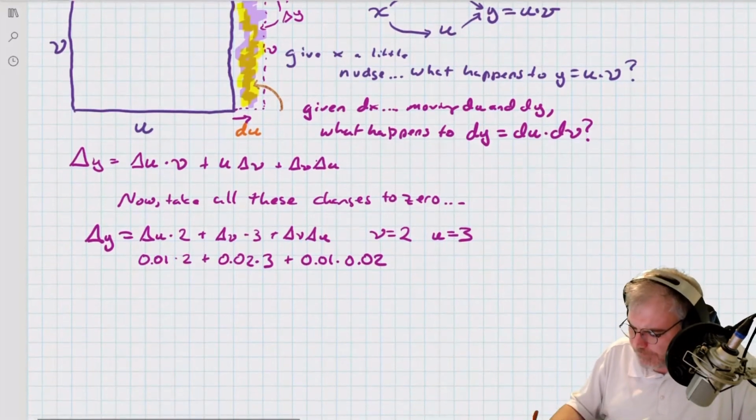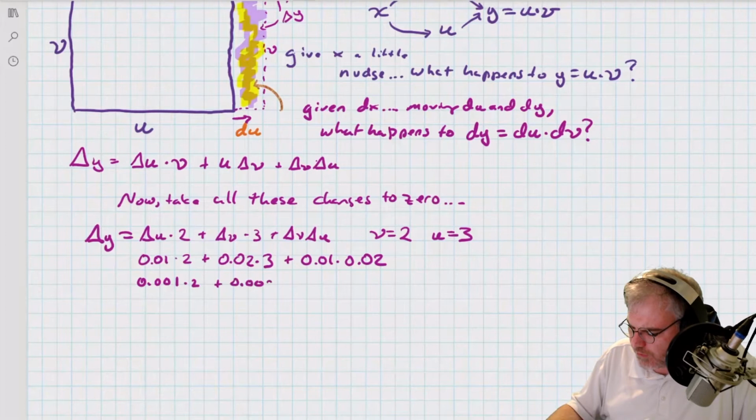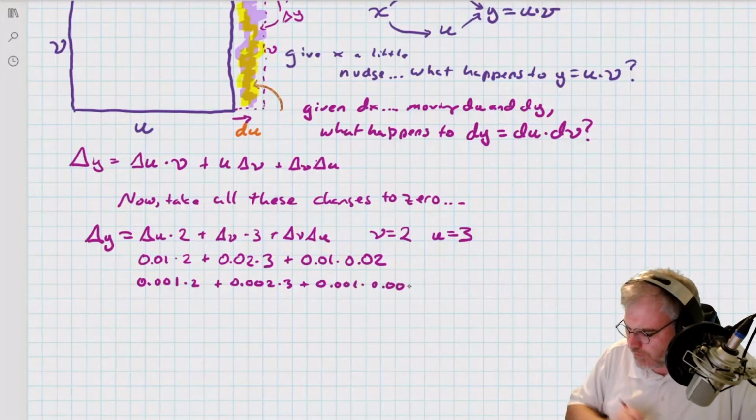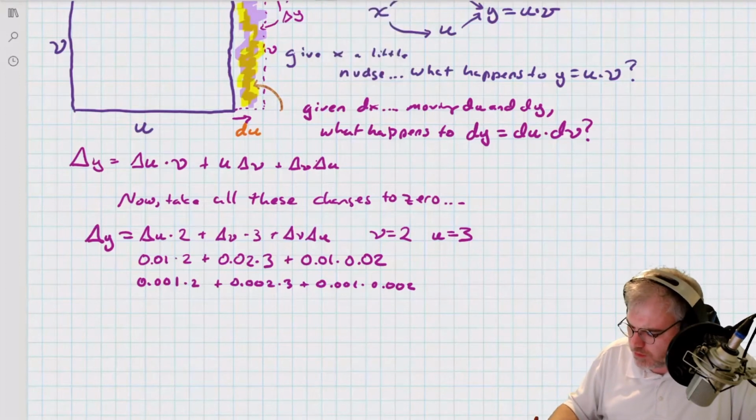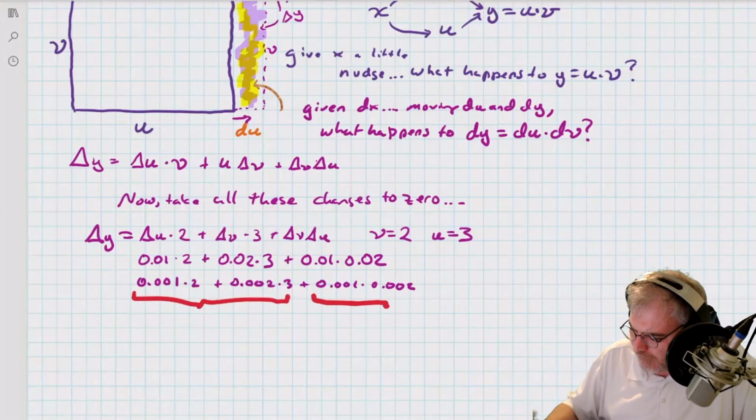Let's do it again. 0.001 times 2 plus 0.002 times 3 plus 0.001 times 0.002. Compare these numbers here to those numbers here.